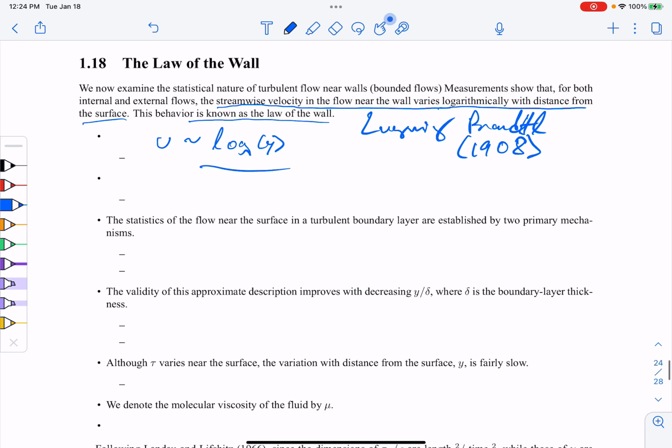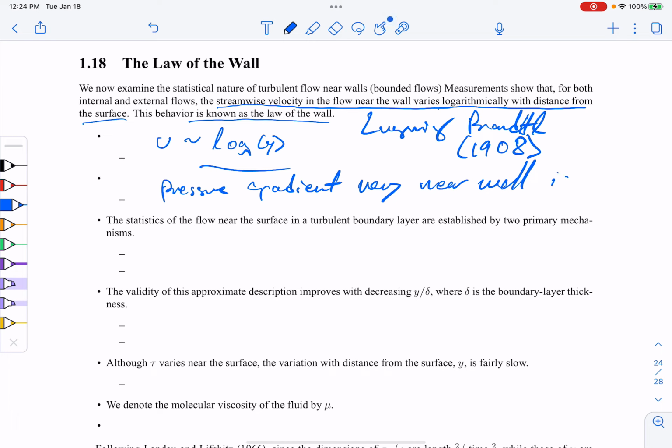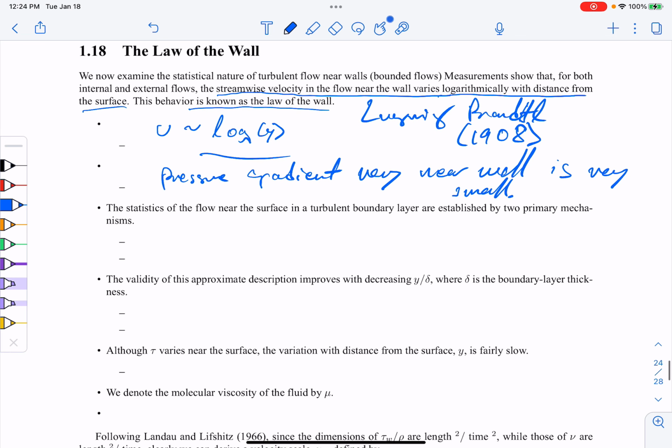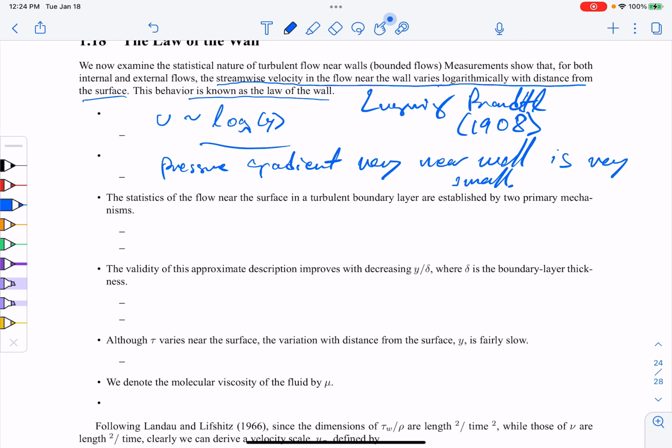Okay. A few things that we also notice is that the pressure gradient very near the wall is very small. And we actually make corrections to these profiles based on this assumption. So pressure gradient certainly affects things.